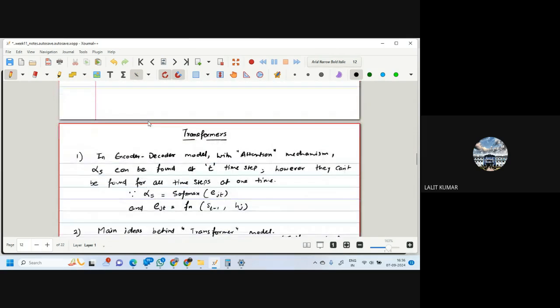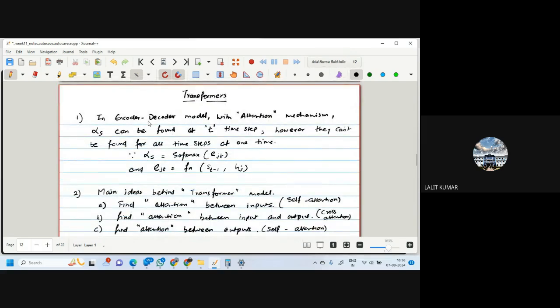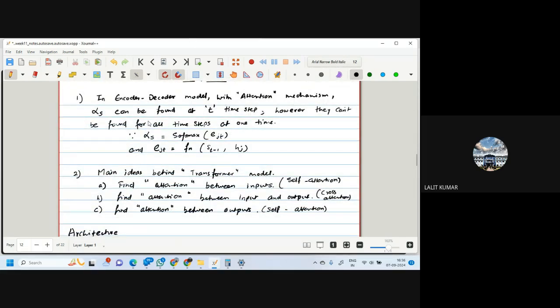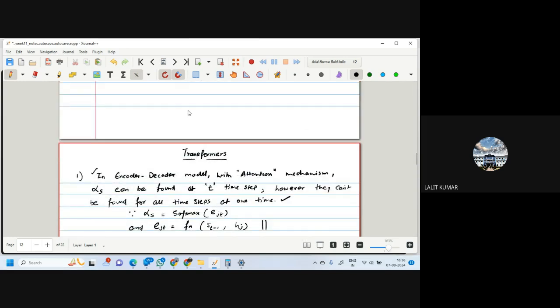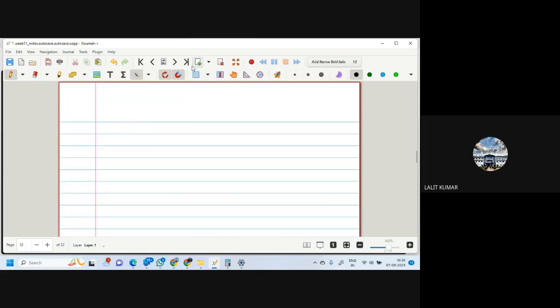Okay. So now we come to the transformers. We have covered that in the encoder decoder model with attention mechanism, alphas can be found at a time step. However, they cannot be found for all time steps at the same time. Parallelization cannot happen. Now, what are the main ideas behind the transformer model? The main idea is that we take this attention mechanism to a different level altogether.